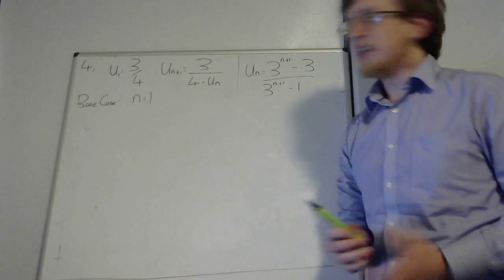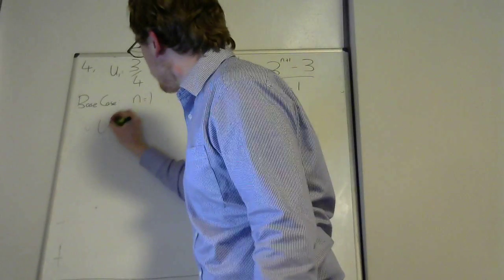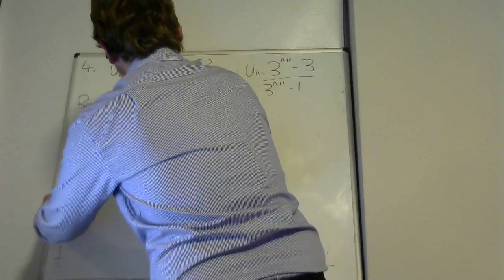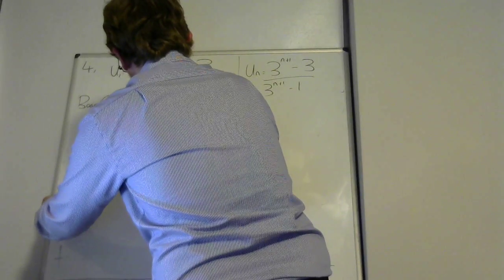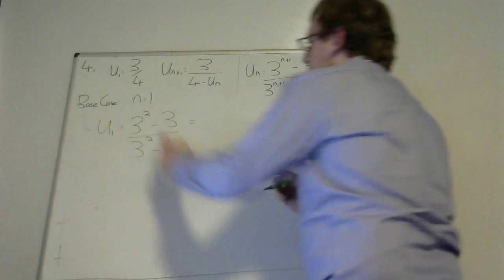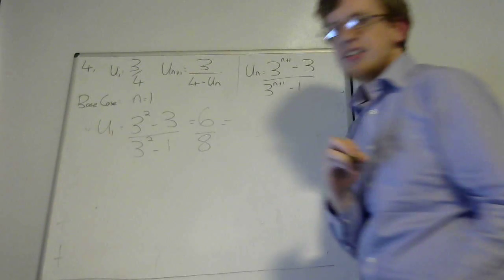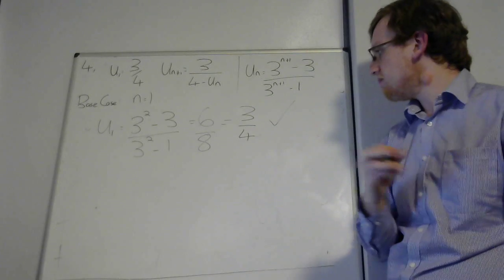So, starting again then. The first term using this formula here, u1 is equal to 3 to the power of 1 plus 1, so 3 to the power 2 minus 3 over 3 to the power 2 minus 1. 3 squared is 9, minus 3 is 6. So you've got 6/8, which is equal to 3/4, which is what we expected the first term should be. So that's our base case.